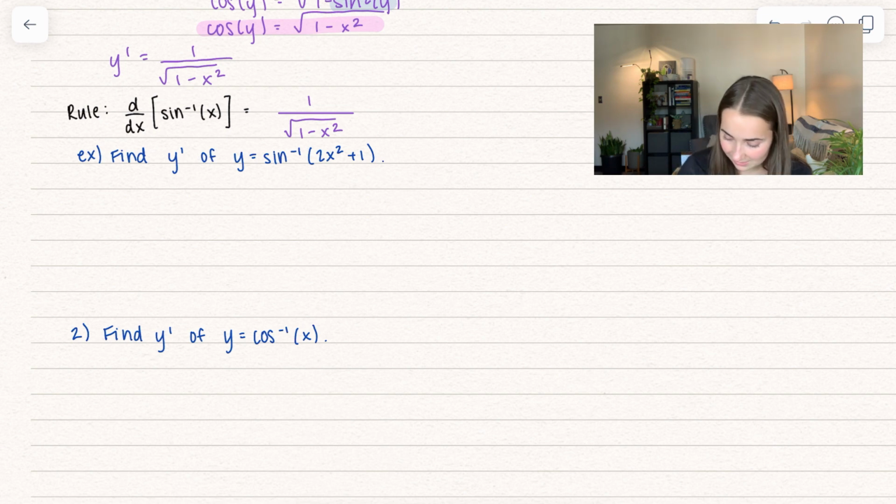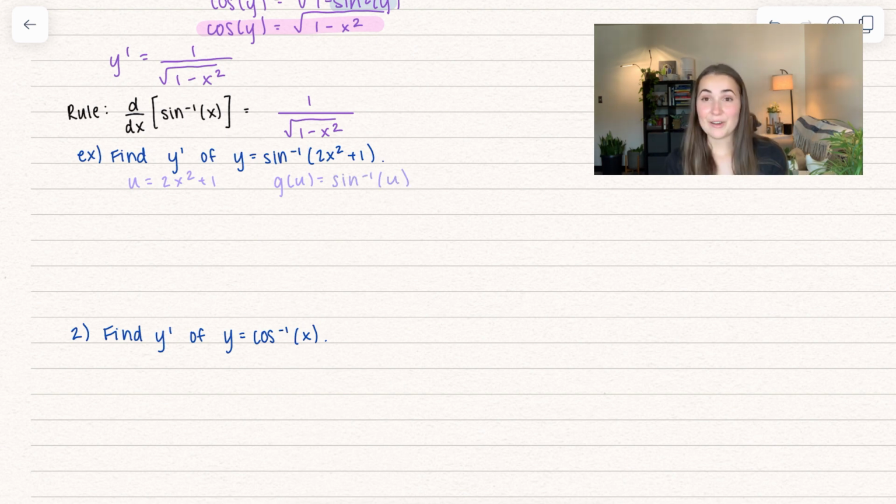So we have the inside is going to be whatever's inside the parentheses, so u equals 2x squared plus 1. And then our outside is going to be g of u, and this will be inverse sine of u. Alrighty, let's go ahead and find these derivatives. So I know u prime is going to be equal to 4x. And now we get to use our rule in order to find g prime. And that becomes 1 over the square root of 1 minus u squared.